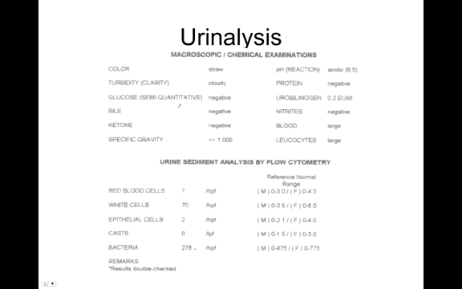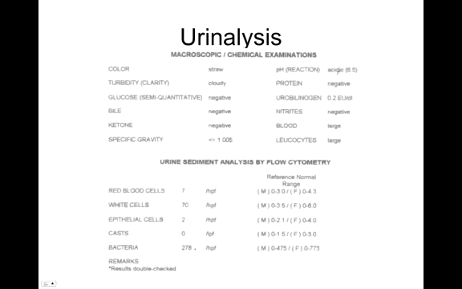Here's a urinalysis, and again, you'll usually have normal. So we'll have to take a look at this here. So the color is straw, which is yellow. That's normal. Cloudy, it should be clear. Glucose is negative. Bile is negative. Ketones, which is increased with diabetic ketoacidosis. Specific gravity looks a little bit low.